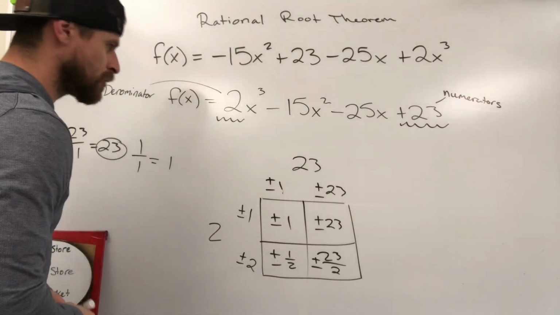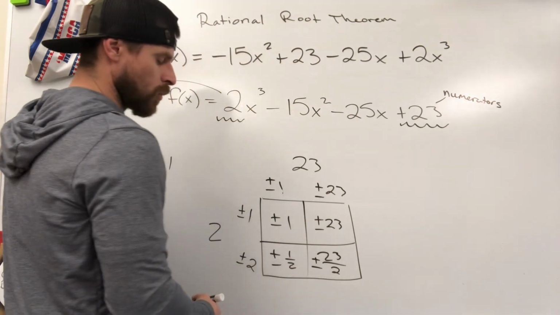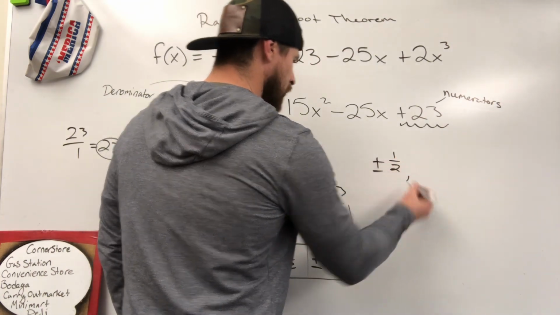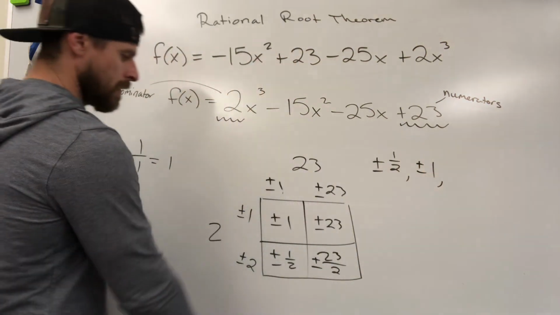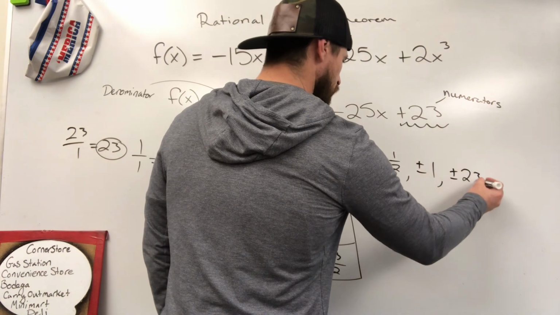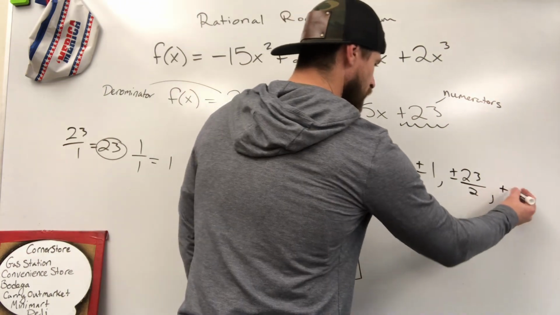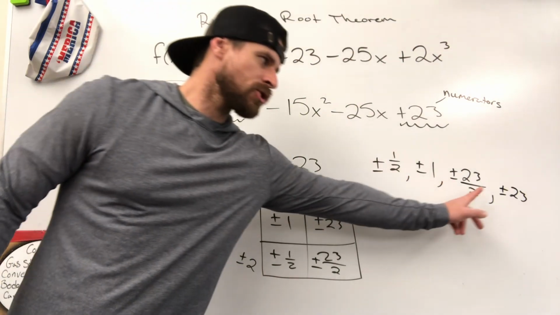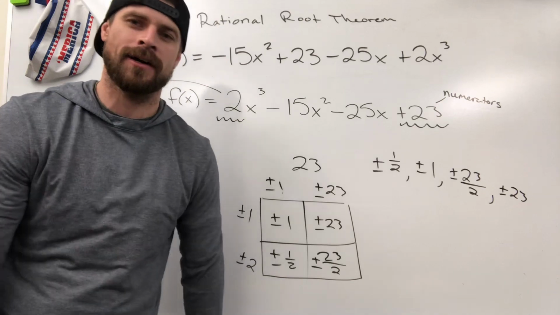All right, how would you answer this? You can leave it like that. I prefer that my students list them out in order. So start with the smallest one, positive or negative 1/2, then positive or negative 1, then positive or negative 23 halves, and then last but not least, the biggest value, positive or negative 23. There are your possible rational roots to the given function. Hopefully this makes sense. Study hard and good luck on your upcoming test.